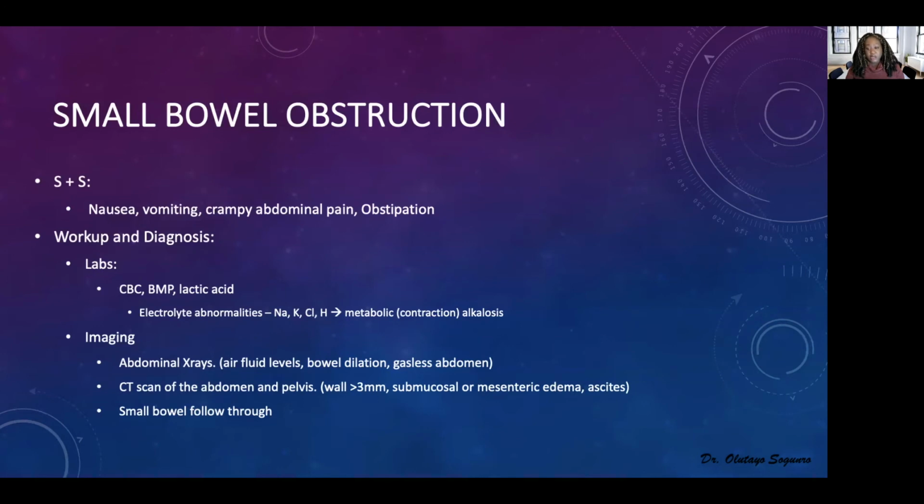Additional findings on abdominal CT consistent with a diagnosis of small bowel obstruction include bowel wall thickening greater than 3 millimeters, a submucosal edema or hemorrhage, and mesenteric edema and ascites.